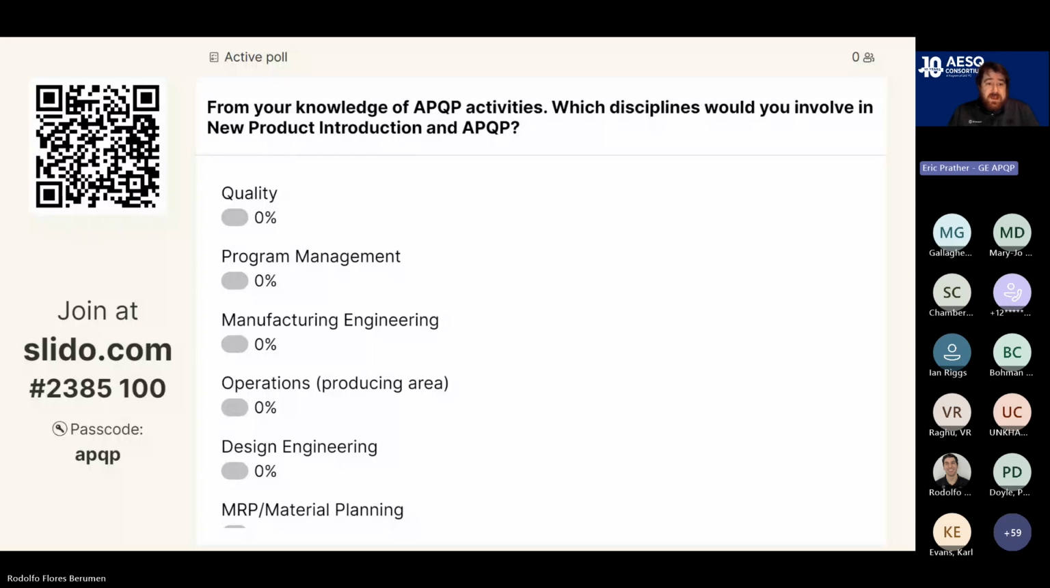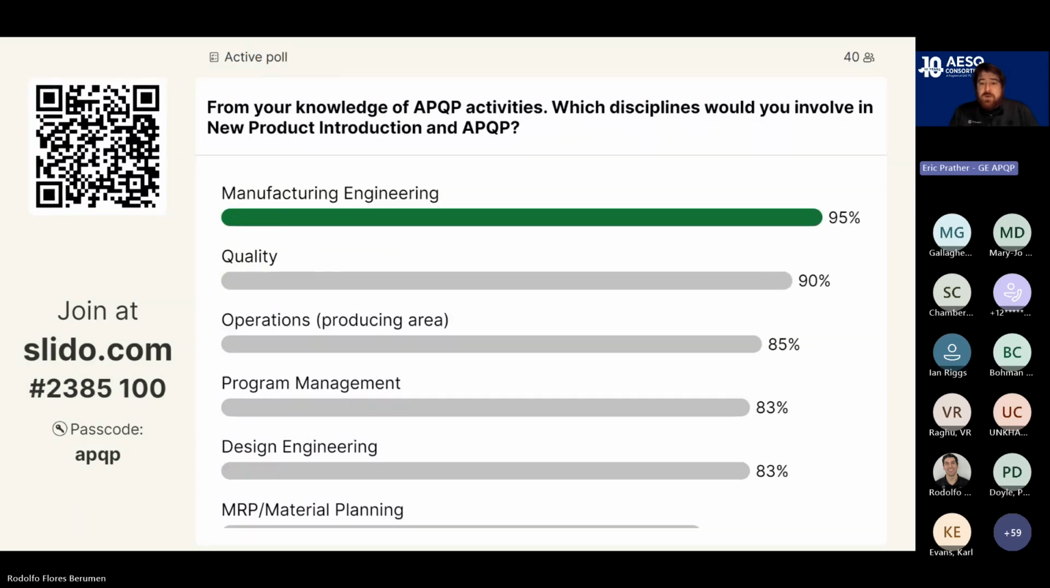So back into Slido, from your knowledge of APQP activities, which disciplines would you involve in new product introduction and APQP? And you can answer, there's not one answer. You can answer as many of these as you would like. So everyone has a piece of the puzzle here. Surprisingly, not everyone put quality. I'll say in my experience, everyone goes exclusively to quality. So that's an interesting difference, but it's going to change deliverable to deliverable. What are we working on? But in the whole scope of a project, we really try to get everybody involved.